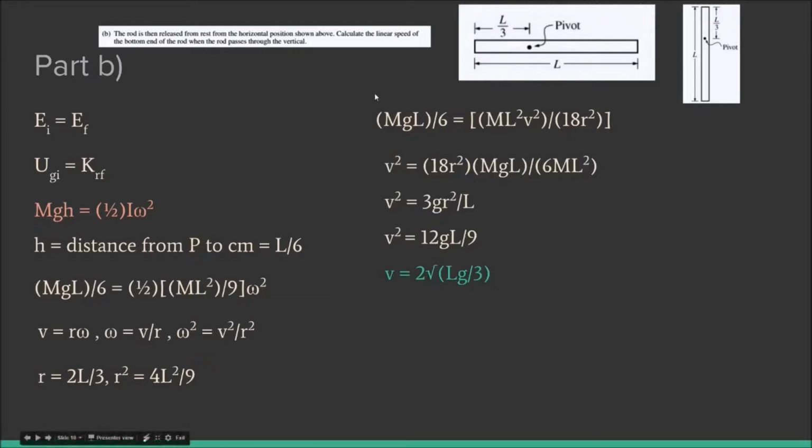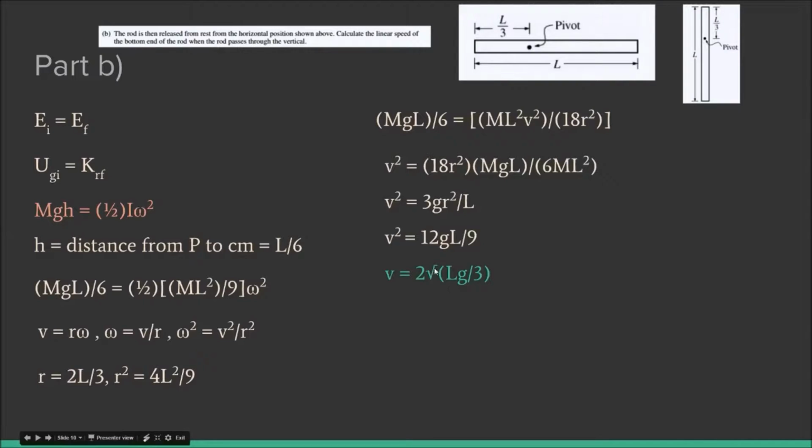So we solve this equation for v squared, and we get this 18 r squared mgL over 6mL squared. And doing a bunch of canceling and plugging in our r squared that we solved for down here, we get a final answer of v equals 2 times the square root of Lg over 3. And this is the correct answer from the AP exam.